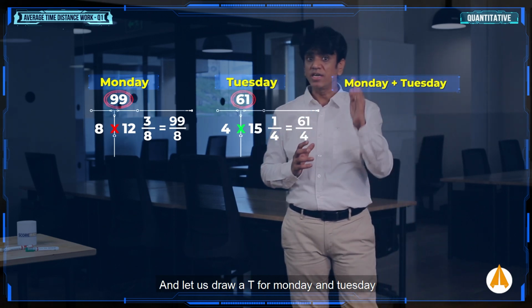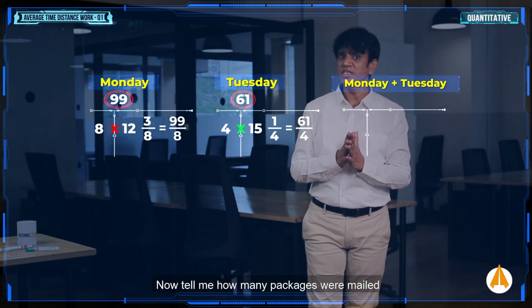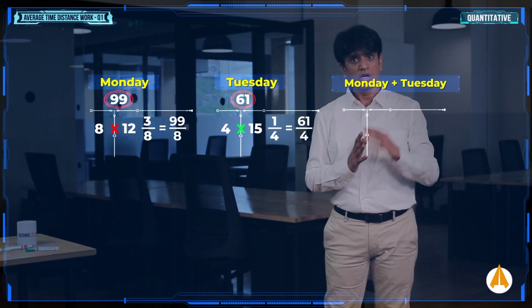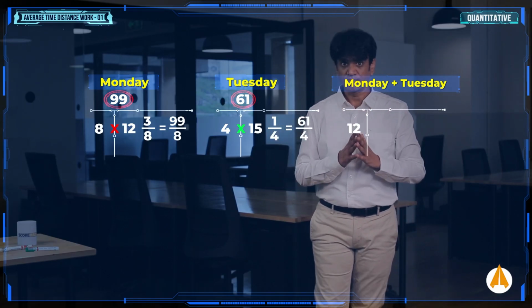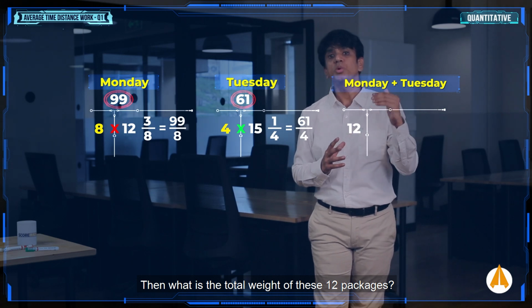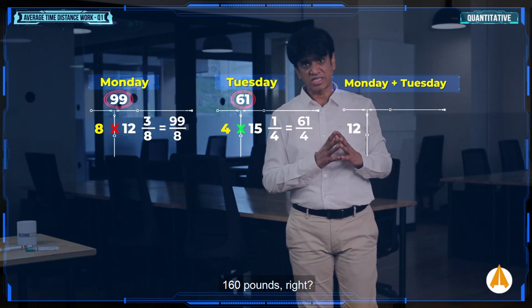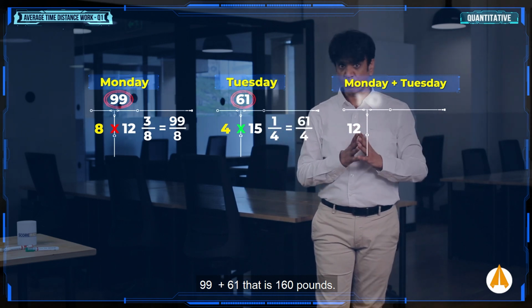Draw a T for Monday and Tuesday combined. Right? Now tell me how many packages were made on both Monday and Tuesday? 12 packages, right? So 12 packages goes on the left side of it. Then what is the total weight of these 12 packages? 160 pounds, right? 99 plus 61, that is 160 pounds.